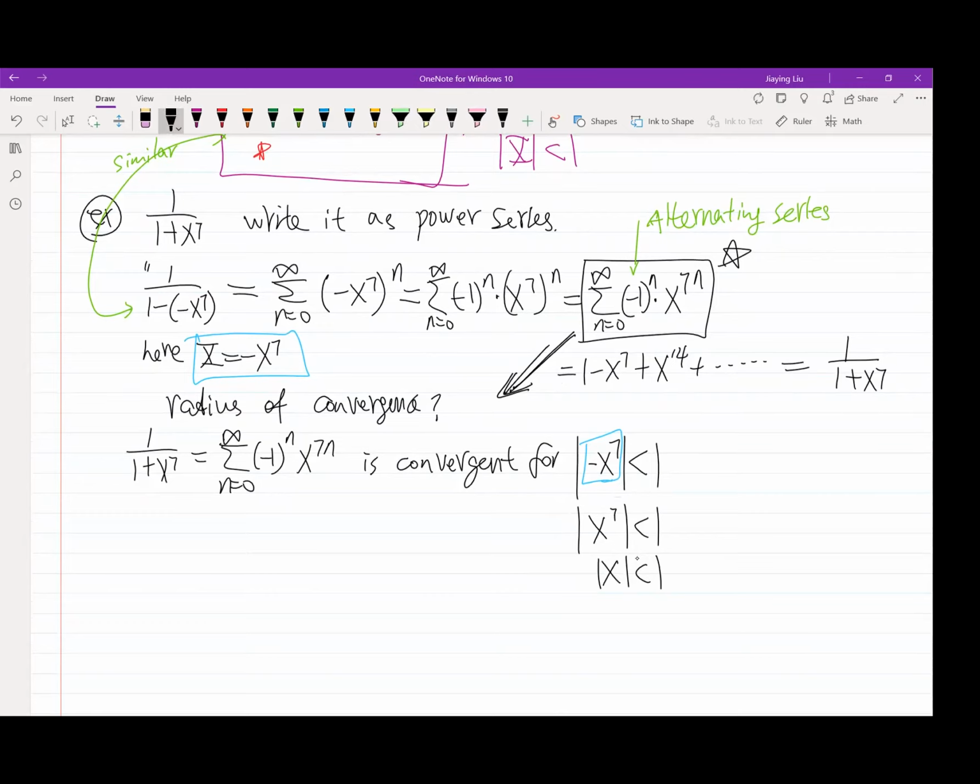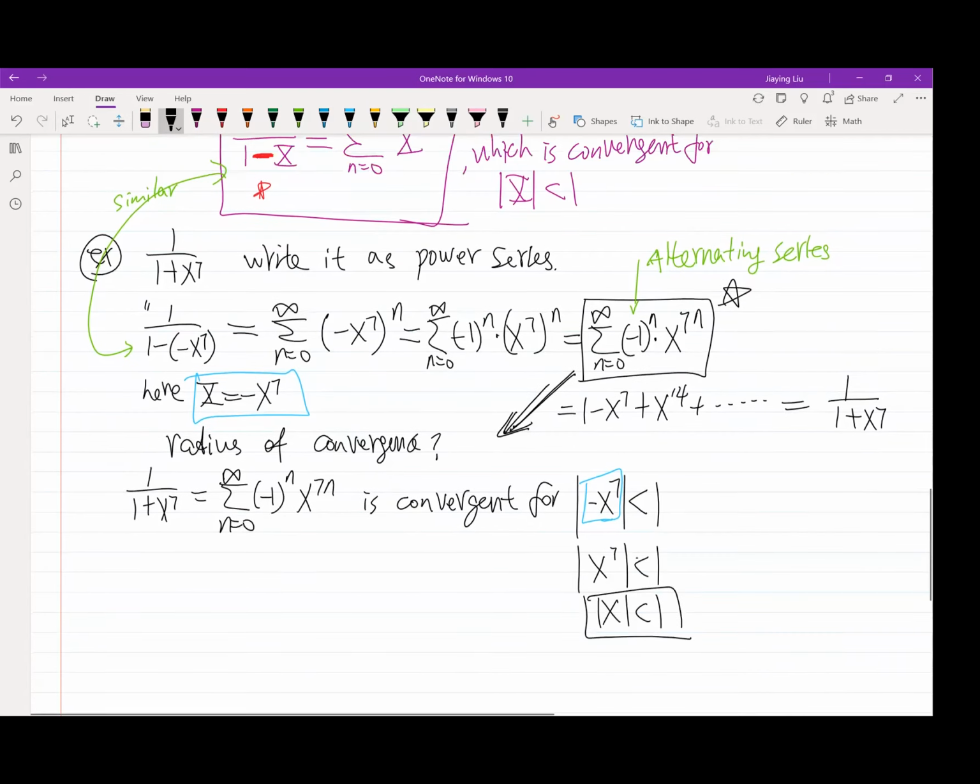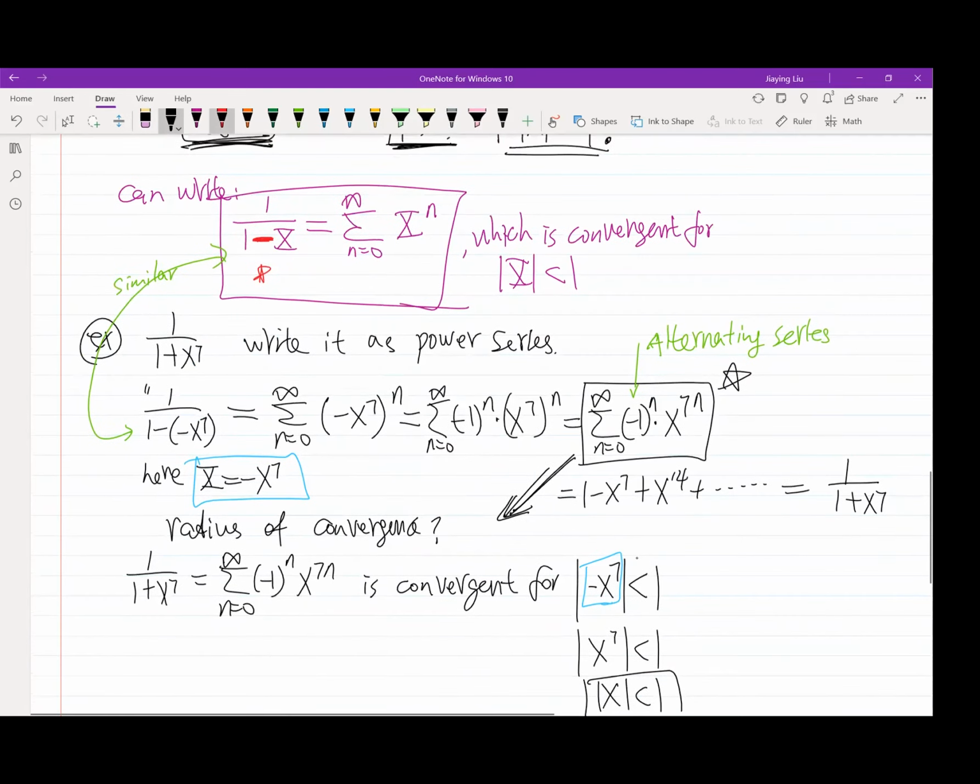And how do you know negative x to the 7th is less than 1? Are we just saying it is? Or is there some way to prove that? Well, it's based on this part I boxed in purple, right? So this series, the relationship is true, and the series we found is only convergent when we have the absolute value of X less than 1.